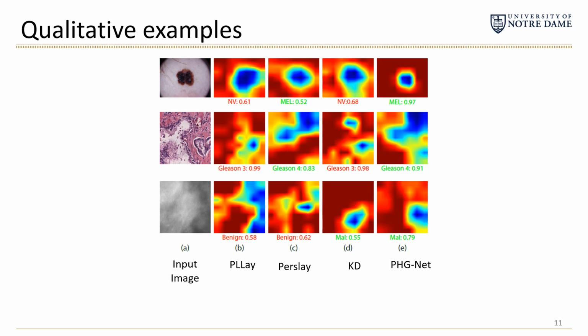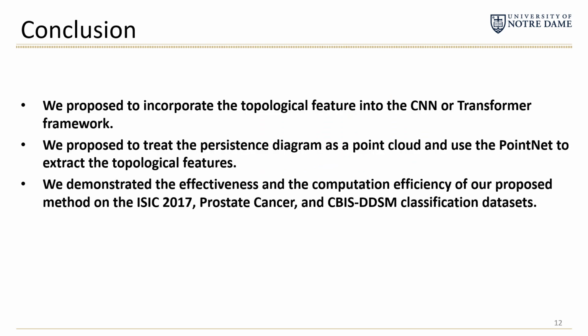In summary, our contributions are in three aspects. First, we proposed to incorporate the topological feature into the CNN or transformer backbone network. Second, we proposed to treat the persistent diagram as a point cloud and use PointNet to extract topological features. Third, we demonstrate the effectiveness and the computation efficiency of our proposed method on the ISIC 2017, prostate cancer, and CBIS-DDSM classification datasets. That's all of it.